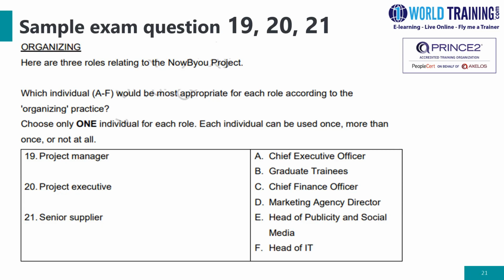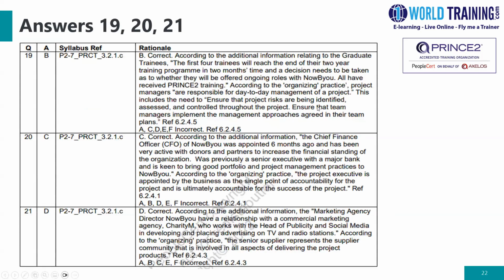The answer for 20 is C. Project executive will be the chief finance officer. And the answer for 21, senior supplier, would be D, marketing agency director. So here we have detailed explanations on this particular slide.